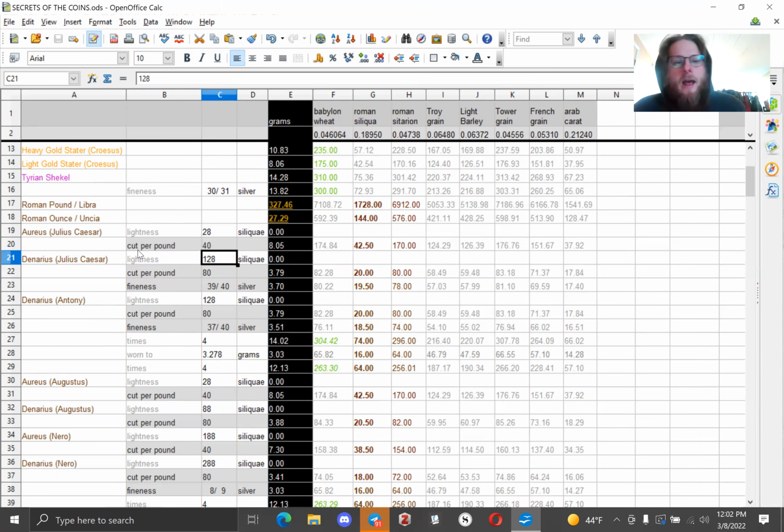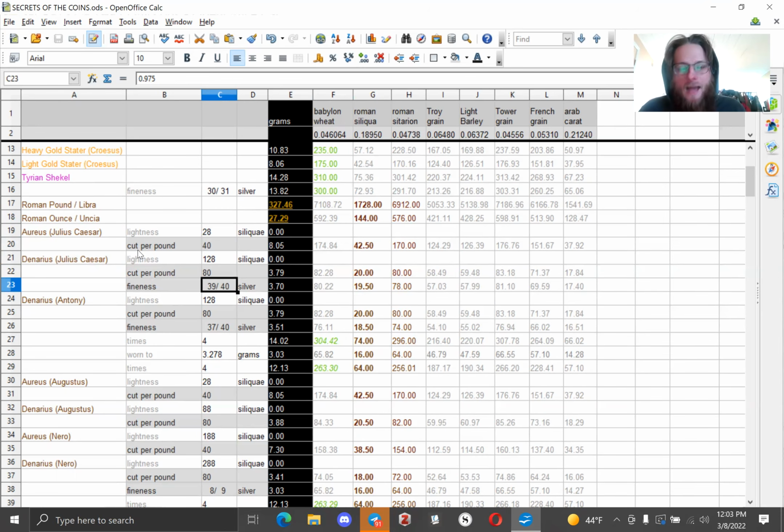So what are we left with? Now we remove 128, so we have 1600 siliqui. And what we're going to do is take those 1600 siliqui and cut them first to a fineness of 39/40. So we're going to remove an additional 80 from them and replace it with base metal.